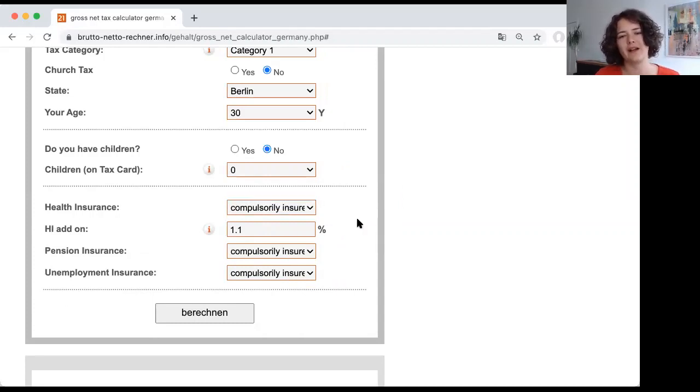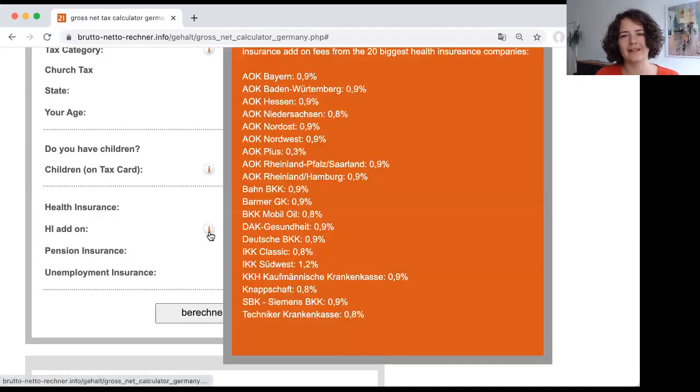The health insurance have the option to add a certain percentage to the standardized fee. So this is up to 1.1%. If I'm not mistaken, they are not allowed to add more. Here you get a nice list of the percentage that health insurances add, and you can just look it up. If you're not sure, I usually calculate with 1% just to be on the safe side.